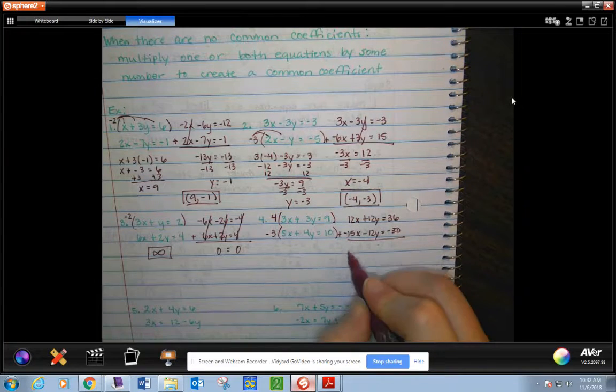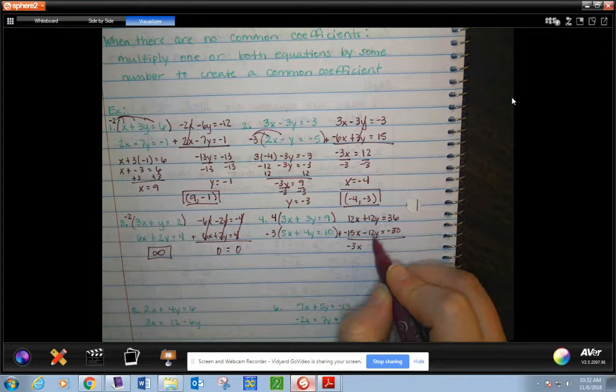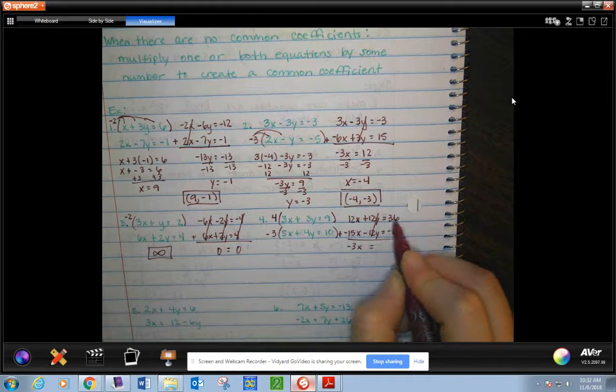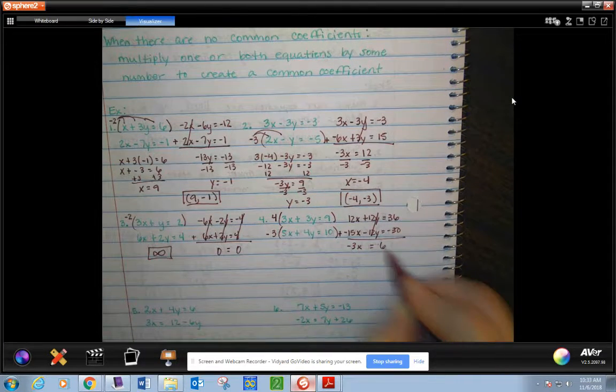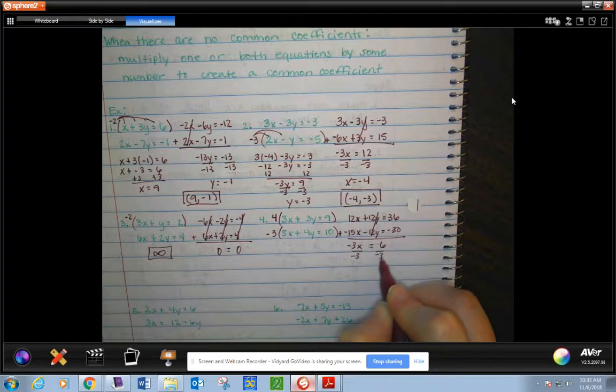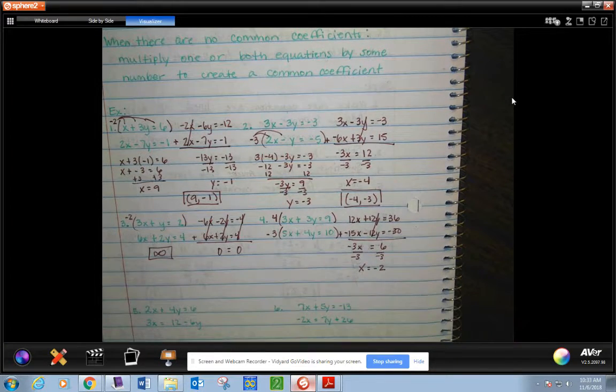12 plus negative 15 is negative 3x. 12 plus negative 12 cancels. And 36 plus negative 30 is 6. I divide by negative 3, and x equals negative 2.